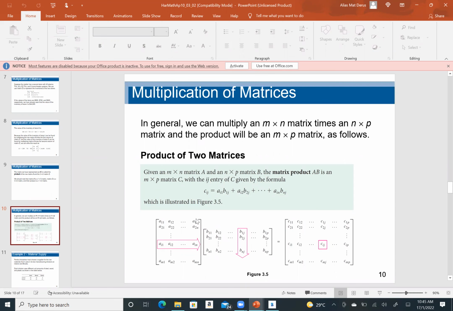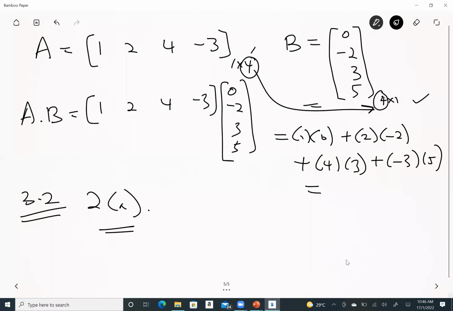First, you look at the first row of A. And then you multiply the first row of A to the first column of B. Done. And then that first row of A, you multiply by what? By the second column of B. And you continue until what? Until the last column of B. So that's how we do multiplication.